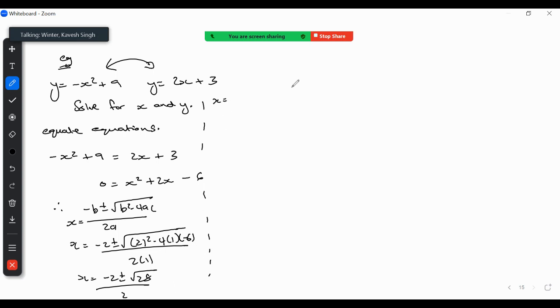So x can equal, on a calculator, minus 2 plus root 28. Press the fraction button. Plus root 28 over 2. It's 1.65. And minus, negative 3.64. Negative 3.64.